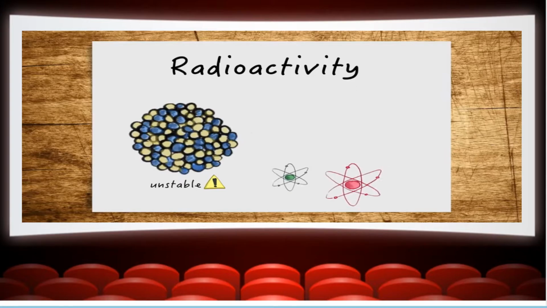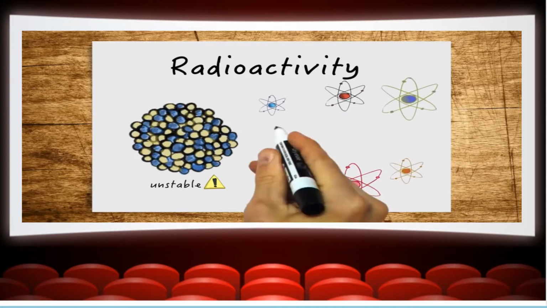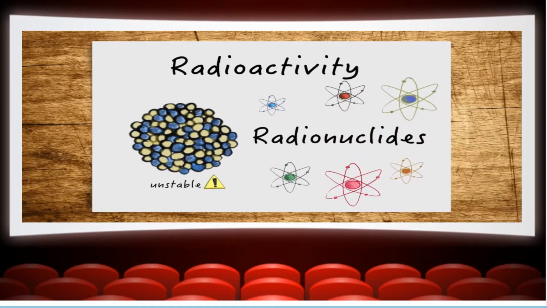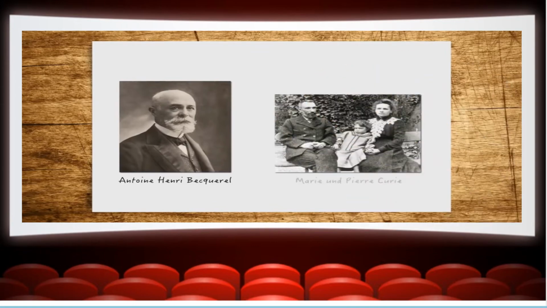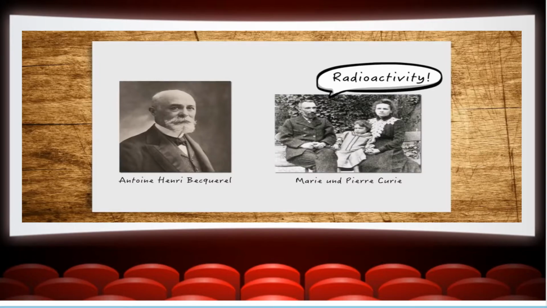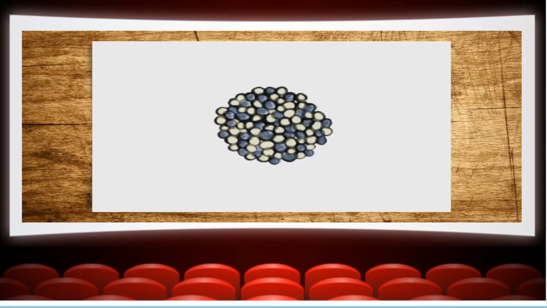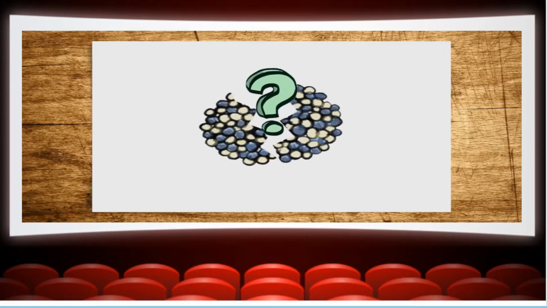There are different types of atoms with unstable cores, and these are collectively referred to as radionuclides. This gentleman here is Antoine-Henri Becquerel, and he was the first to observe this phenomenon in 1896. Two years later, it was Marie and Pierre Curie who first used the word radioactivity for this radiation that is caused by the decay of nuclei. But why do these nuclei decay at all?